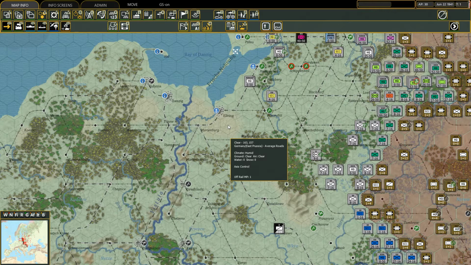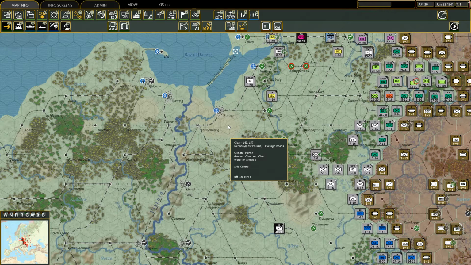First of all, you have the type of terrain. In this case, it is clear. You have the coordinates. You have the country. In this case, Germany, and the region indicated in brackets. That is, in this case, for this hex, it is Eastern Prussia. And then every hex can have either poor, average, or good roads. In this case, we have average roads.